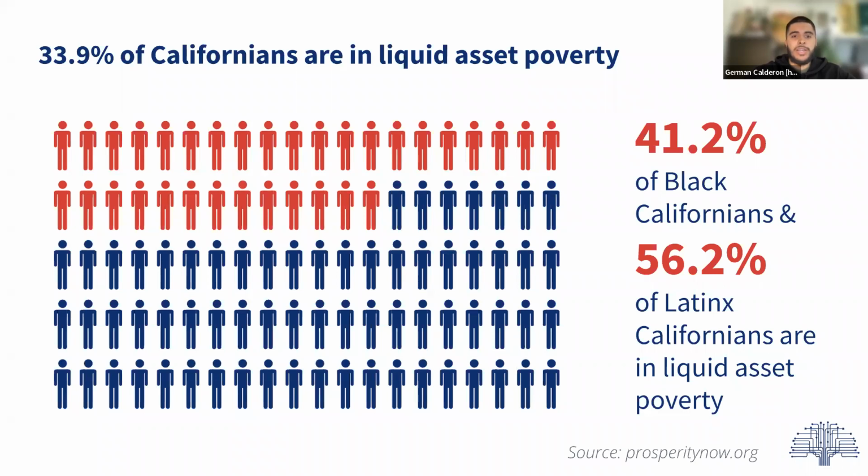So 33.9% of Californians are in liquid asset poverty, and people of color and lower income people are affected at much higher rates, with 41.2% of African American households in liquid asset poverty and 56.2% of Latino households living in liquid asset poverty. And there really isn't a single reason as to why this is happening. Many years of policy decisions have led to these outcomes, which are especially burdensome for communities of color.